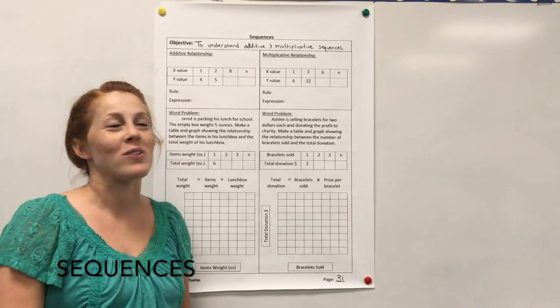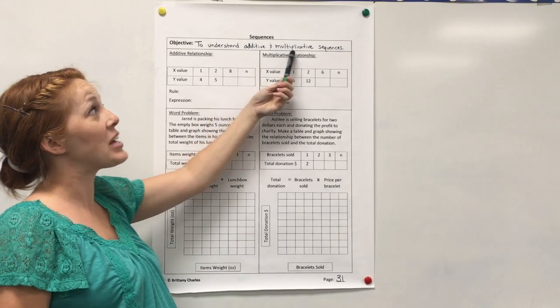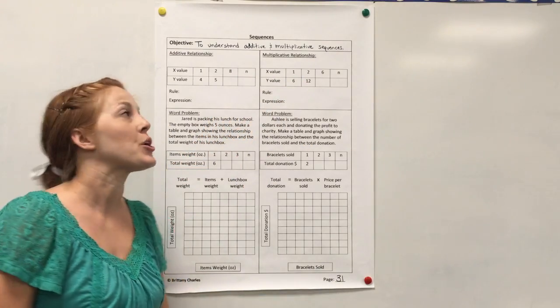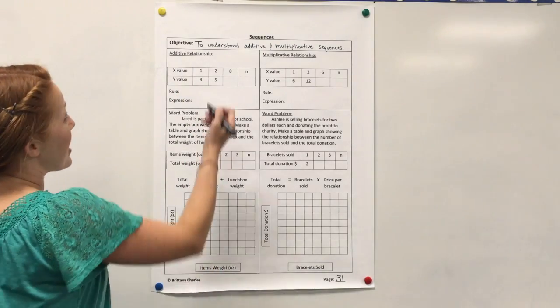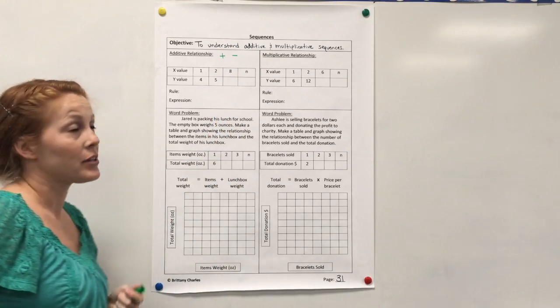Guys, today we're going to learn about sequences. So your objective is to understand additive and multiplicative sequences. And this is page 31. All right, well first let's look at additive relationships. And this actually means adding or subtracting. So put that up there.